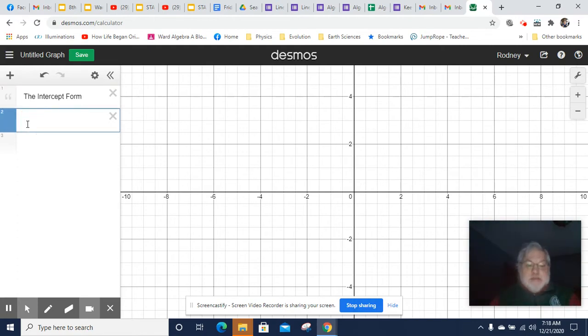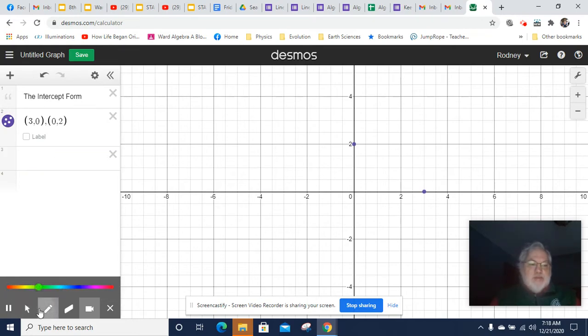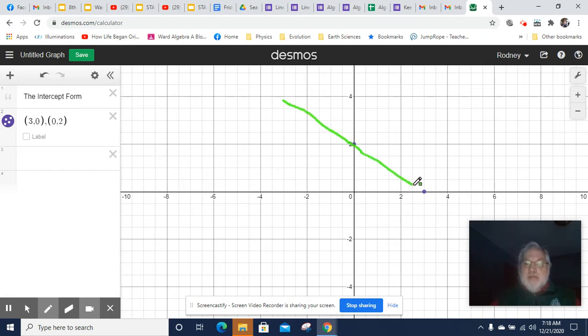So let's pick an x-intercept. Let's say 3, 0. There's my x-intercept, and I'll pick a y-intercept at 0, 2. Okay, now I'm going to draw a line through those two intercepts. So here's the neat thing.